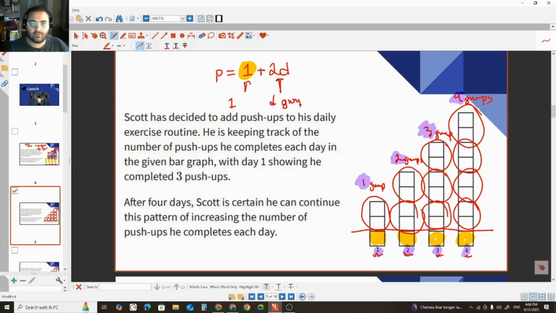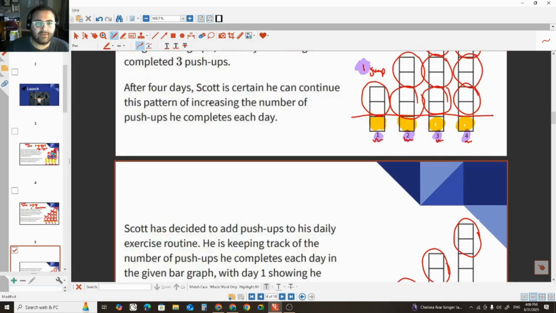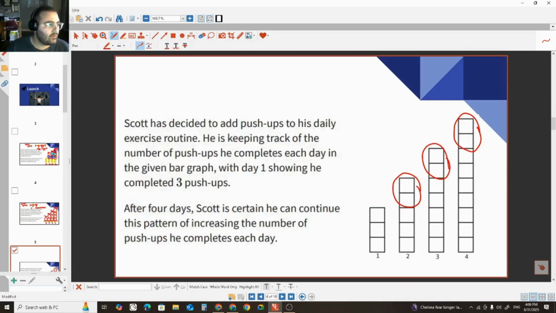D groups of 2 blocks. That's where those equal size groups come in handy. So this is another explicit equation that we can find.